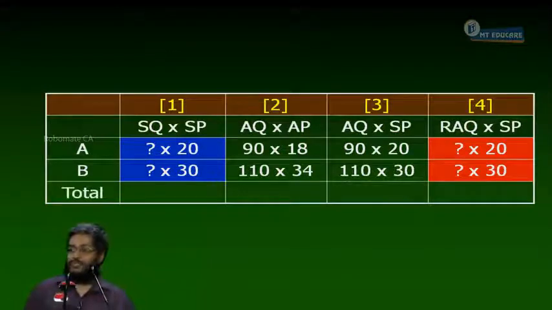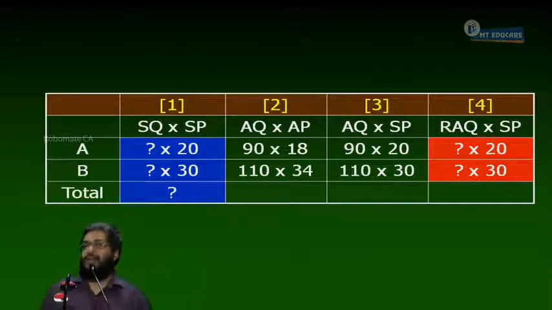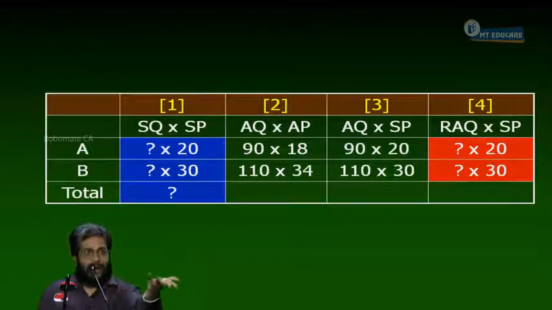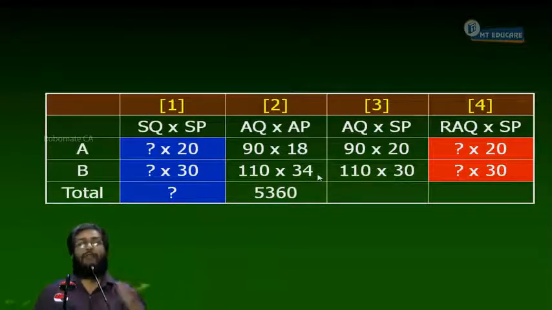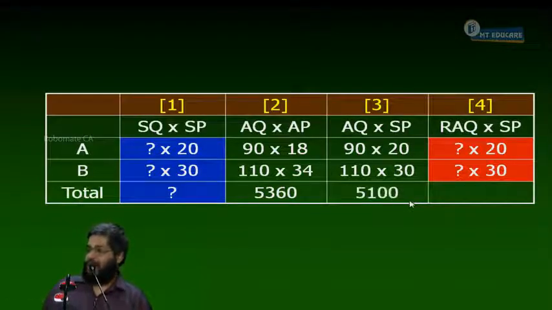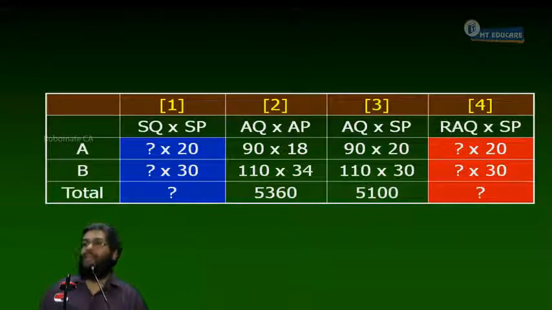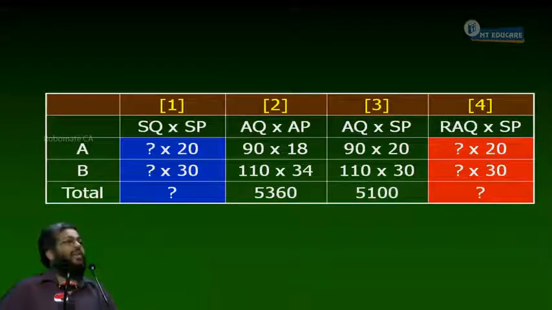Now, the total I don't know. Tell me 90 into 18 plus 110 into 34. What is the actual cost of raw materials? Take the calculator. Very simple: I purchased 90 kgs of A at 18, 110 kgs of B at 34. How much did I spend in total for raw material? 5360. And the standard cost total, 5100. This I will put a question mark. Now I can fill up all the 4 columns.